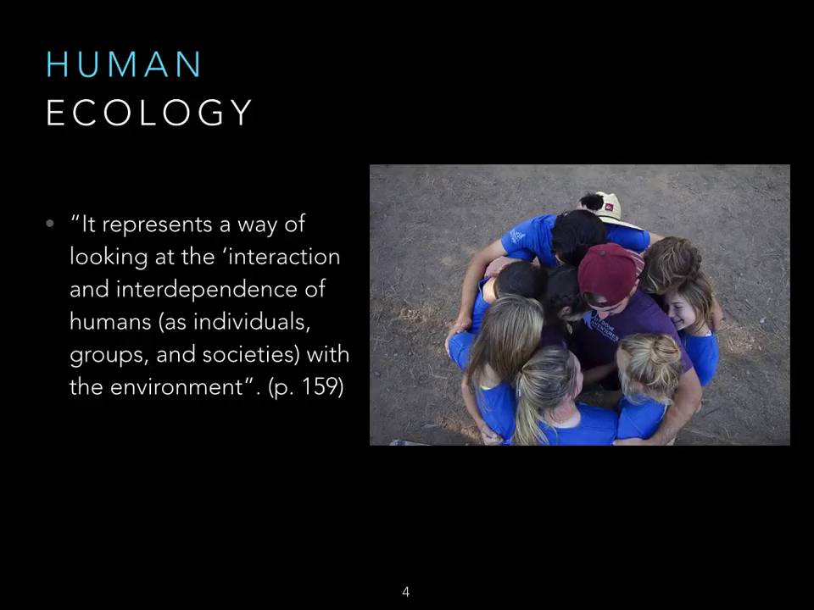Again, I like this quote. I think it did a really good job of summing up what human ecology is. So human ecology represents a way of looking at the interaction and interdependence of humans as individuals, groups, and societies with the environment. And that's on page 159. And this picture is actually from a pre-orientation trip for outdoor adventures. So as I was going along in this presentation and reading this chapter, I was really thinking about how the ecological model connects to my work in outdoor adventures.